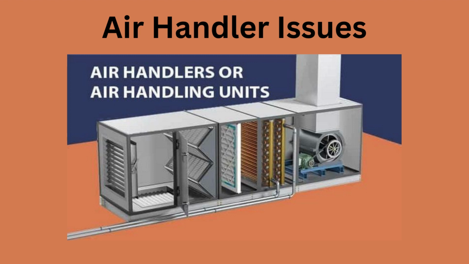Leaking condensate pan. The condensate pan is located at the bottom of the air handler and collects condensation that forms during the cooling cycle. If the pan is leaking, the water can drip onto the floor or cause electrical problems. It can also damage the coils and reduce airflow.